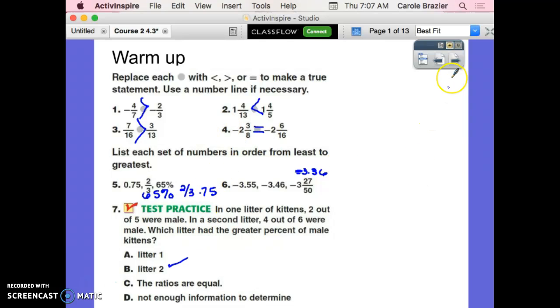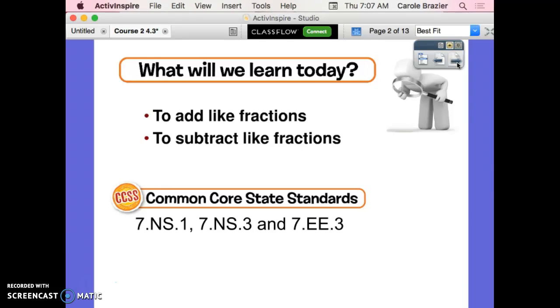Okay, in your notes, you need to make sure that you have your objective today, which is to add fractions and subtract fractions with common denominators. You won't have any vocabulary today, so make sure that this objective gets in your notes though.